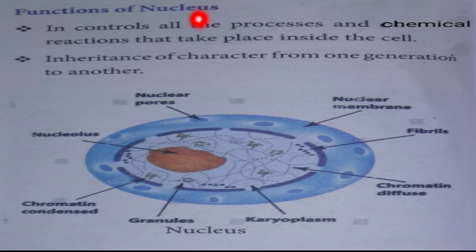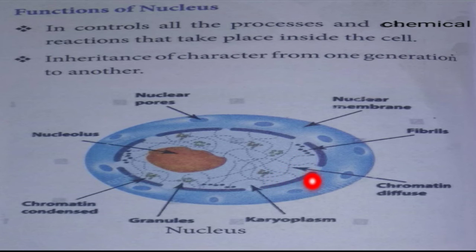Next one is nucleus. Which one is called the brain of the cell? The nucleus. Here see the structure. Inside the nucleus you can observe the nucleolus. Outside you see the nuclear pores also. This one is the nuclear membrane, and on the nuclear membrane you observe the nuclear pores. Then inside it, fibrils are also seen.